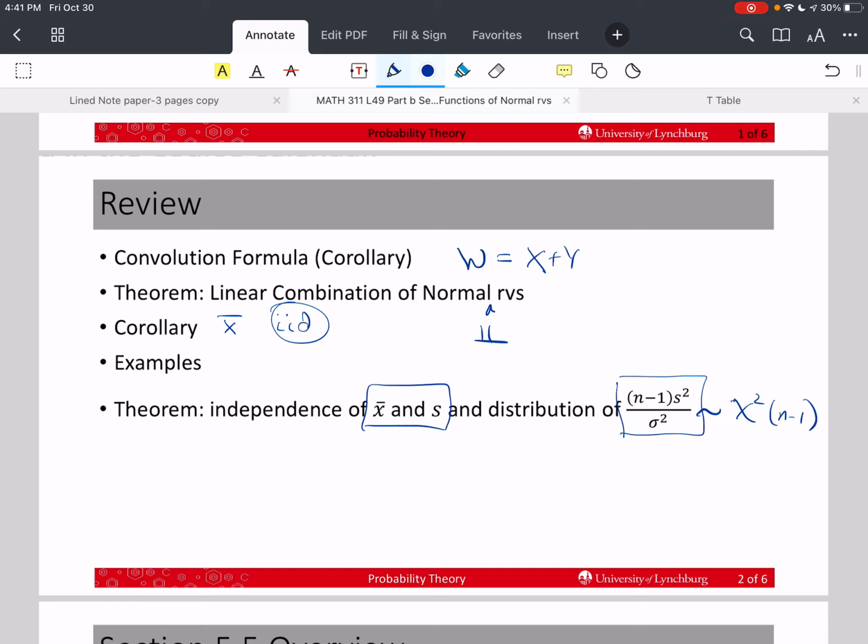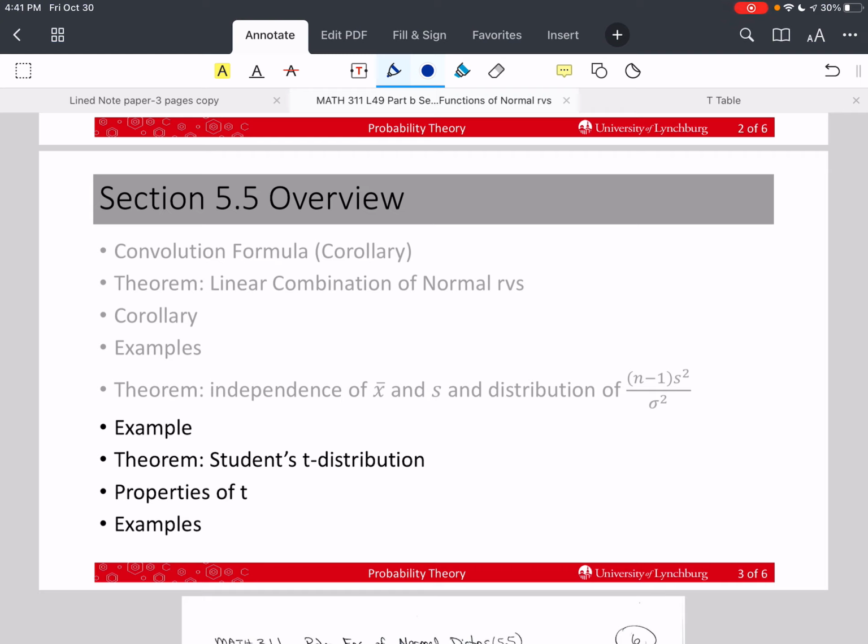So to finish off this, we're going to look at an example, then we're going to look at student's t distribution, the properties of the t distribution, and a few examples there using the t table.